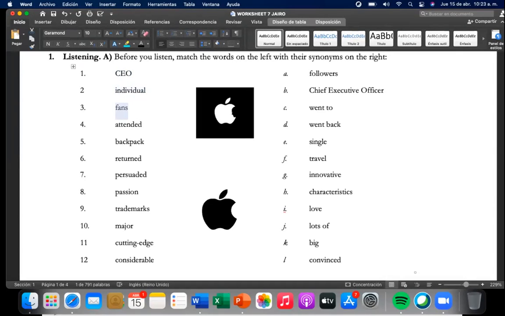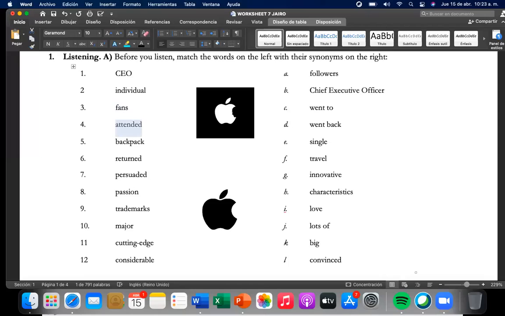Then we have fans. Followers. Okay, followers. Do you know any other meaning for the word fan? Fan or fans? Like a ventilador. Yes, right? Very good, perfect. So this word has two different meanings, right? Ventilador or followers, good. This one, attended. Went to. Okay, went to, perfect.